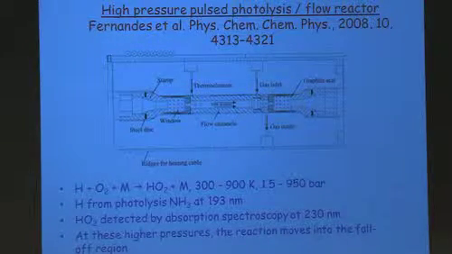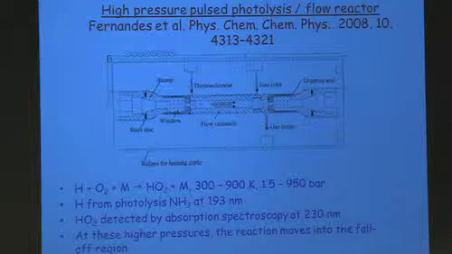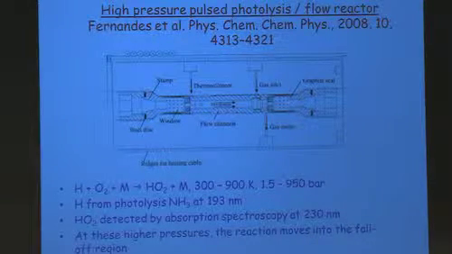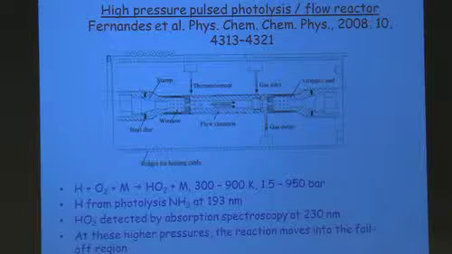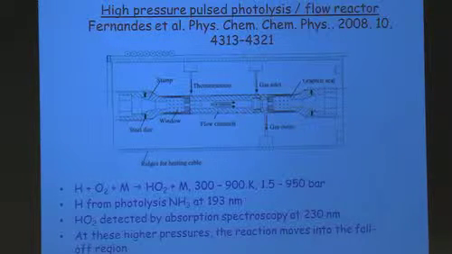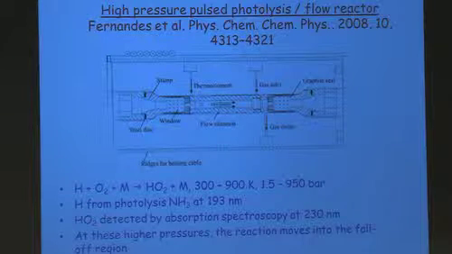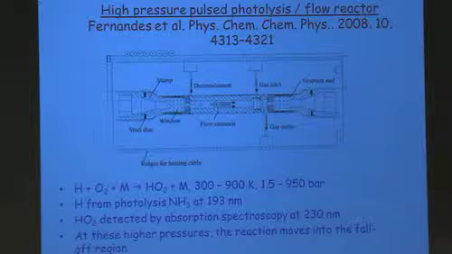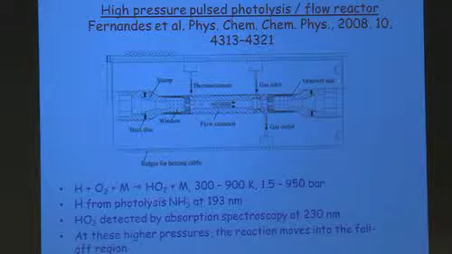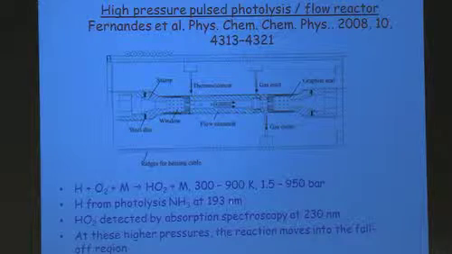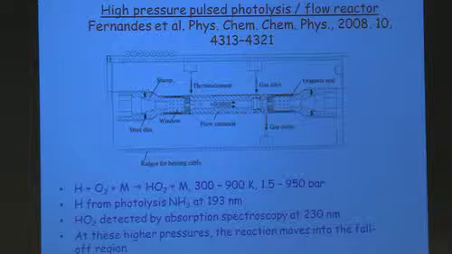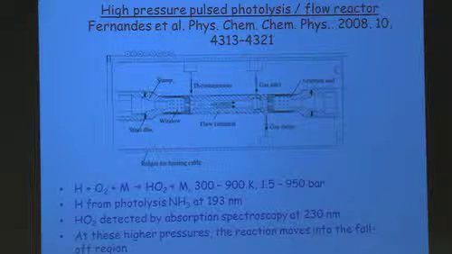The Troe group in Göttingen used a high-pressure reactor. So they're looking at HO2 in absorption spectroscopy at 230 nanometers. So they're looking at the formation of the product. And they're generating H from photolysis of ammonia at 193 nanometers. And they went from 1.5 bar up to 950 bar. So these are really quite high-pressure experiments.